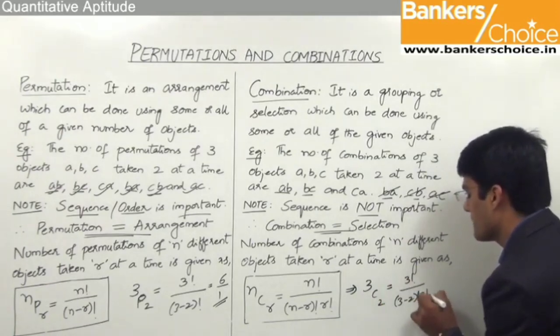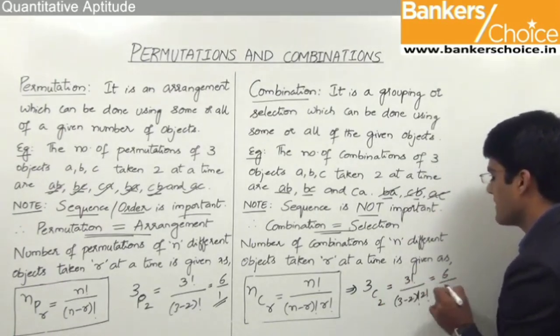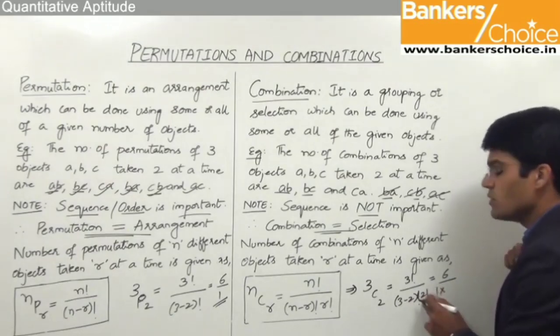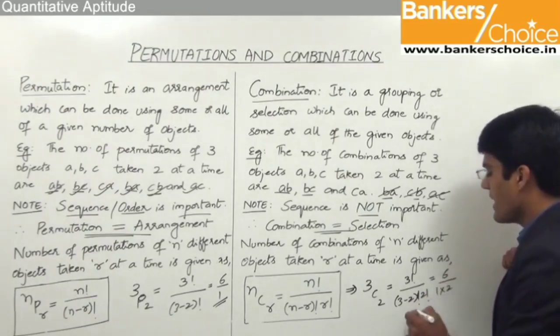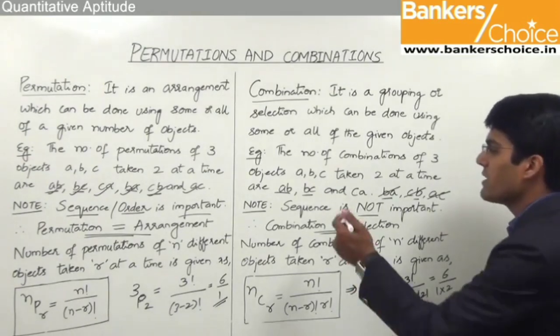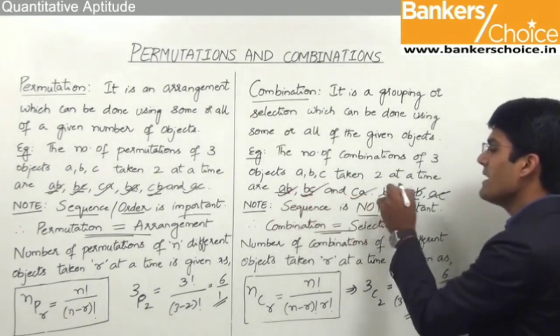into 2 factorial. Now 3 factorial is 6. 3 minus 2 is 1. 1 factorial we know is 1 and into 2 factorial is 2. 6 by 2 will be equal to 3. So we can say that the number of combinations here will be equal to 3. And those 3 combinations are AB, BC and CA.